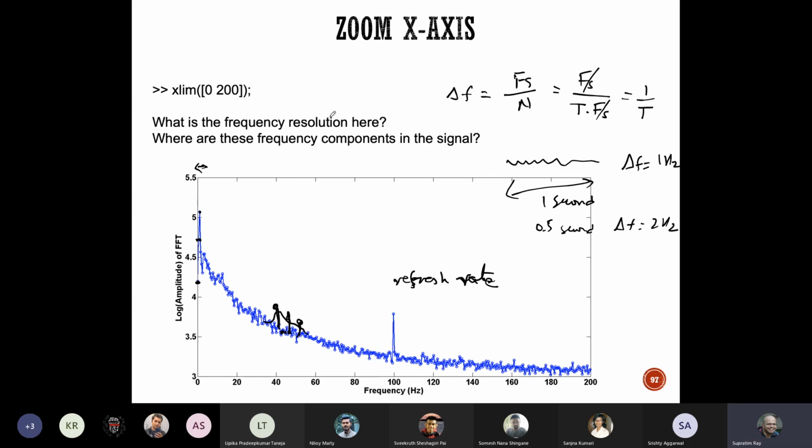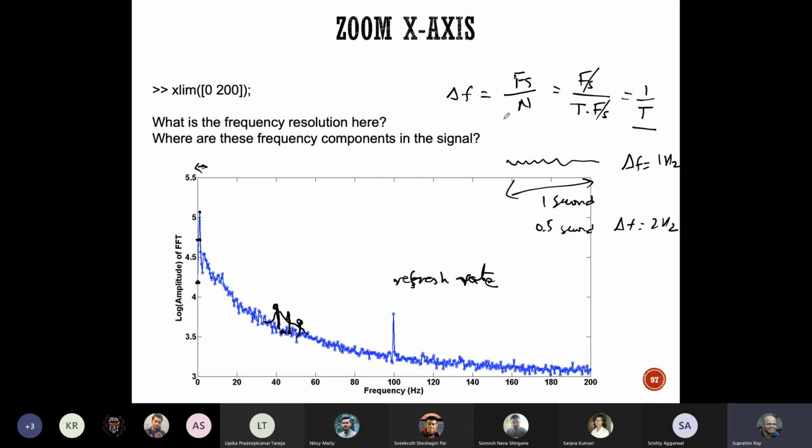What is the frequency resolution here? And the answer is 1 by T. And this is independent of the sampling frequency. You can sample a million points if you want. And you will say, hey, if I'm sampling a million points, I ought to have very good frequency resolution because I have sampled so densely. The answer is no.